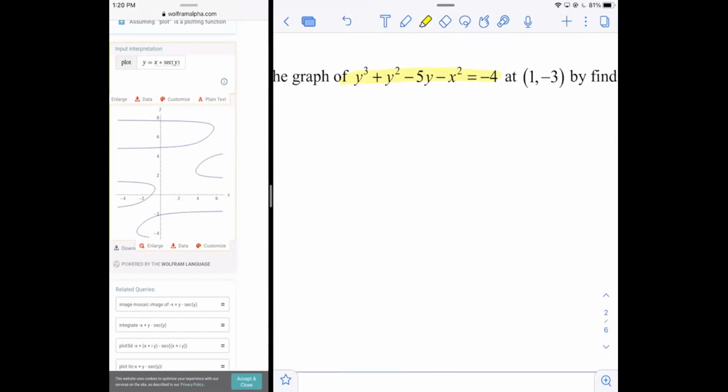So let's go ahead and analyze the equation first of all. We got y cubed plus y squared minus 5y. There's a lot of y's and x's in there. It's not solved for y, is it? Nope. Can we solve it for y? Do you want to try and solve it for y? Ooh, that would be kind of hard, wouldn't it?